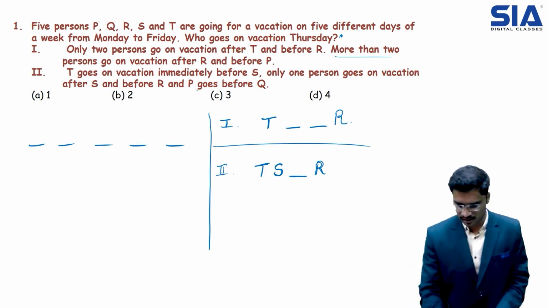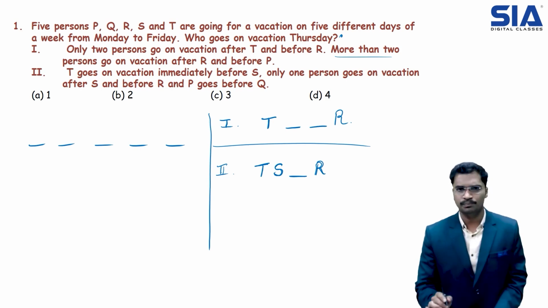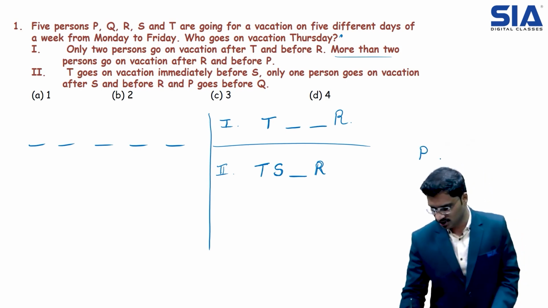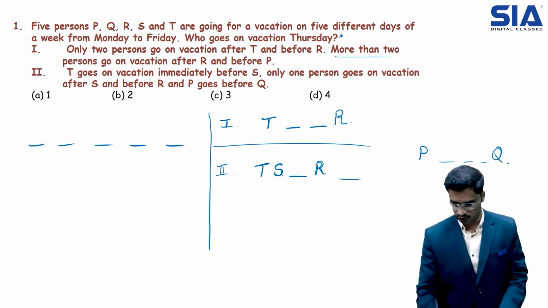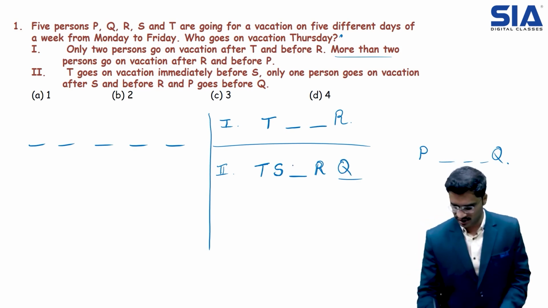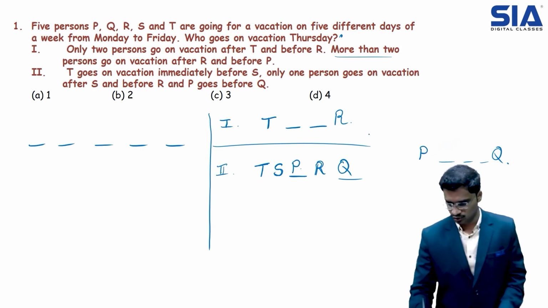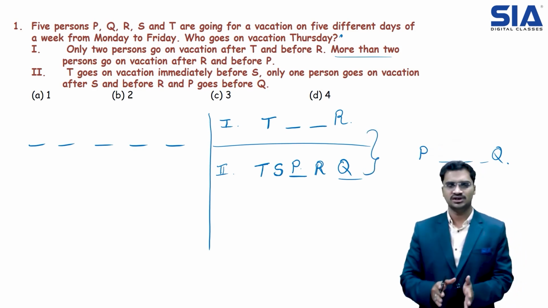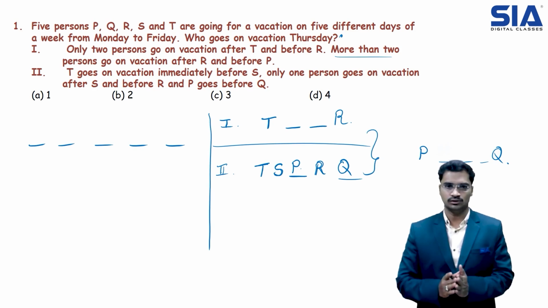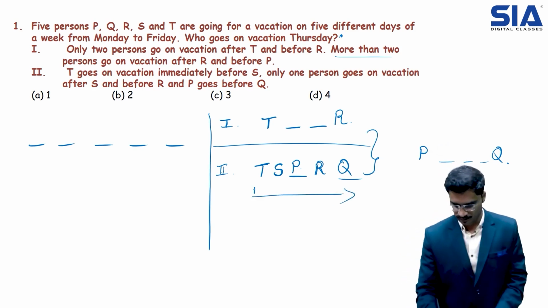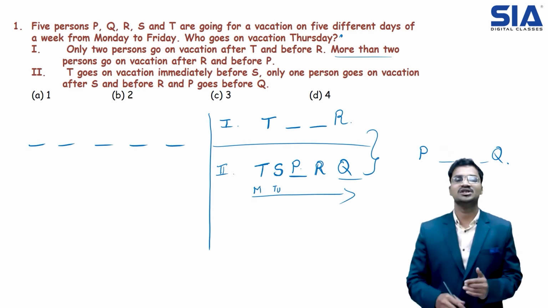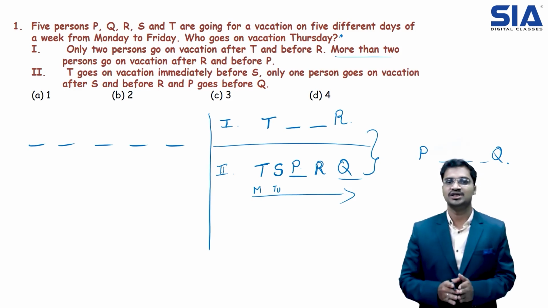It says that P goes before Q. So P should be here and Q should be somewhere here. Let us substitute. We know that there are only 5 days. So if Q is here, then P should be here. Having combined both statements, we come to a conclusion that this is the order in which they are going on vacation. T is going on Monday, S is going on Tuesday. The person going on vacation on Tuesday is who? Yes.